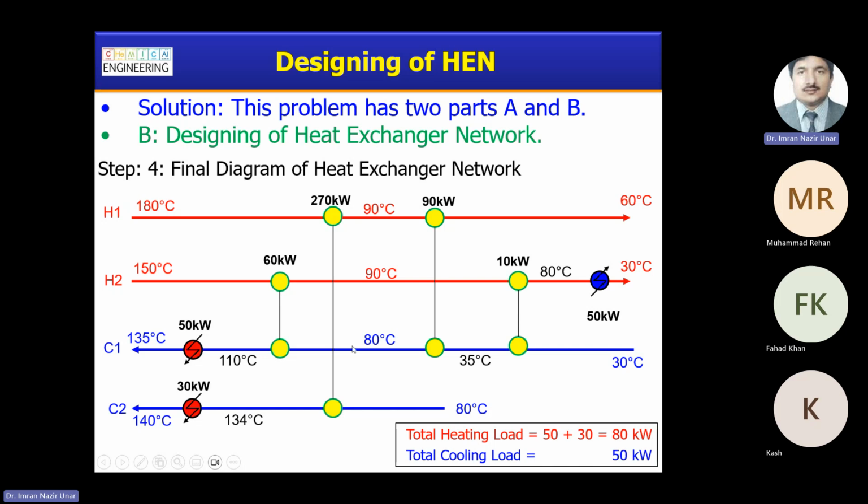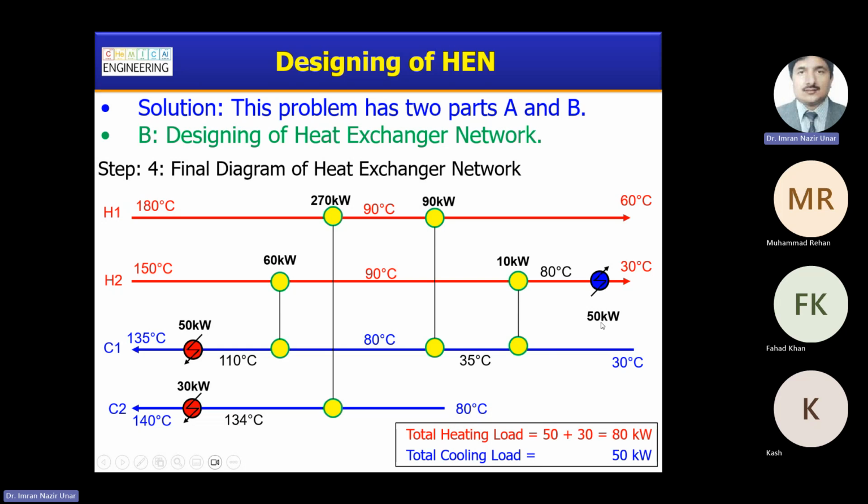Similarly, now in this diagram, you are watching that we have inserted four heat exchangers. Yellow are the heat exchangers. One is this, one is this, one is this, and one is this. Four heat exchangers and one cooler and two heaters. Now heaters 50 and 30, total 80. So now total heating load is 80 kilowatt.